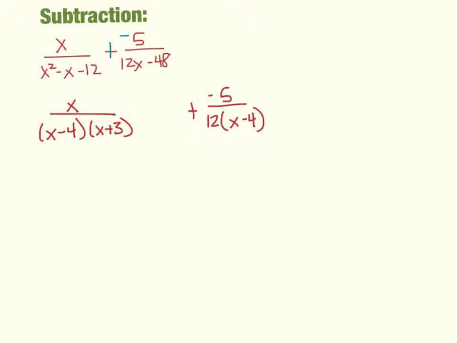So I look at my denominators. I go, okay, x minus 4 is already in both denominators. This denominator has an x plus 3, but it doesn't have this 12. So I'm going to have to multiply this by 12 over 12. And this denominator, what is it missing that this denominator has? X plus 3. So I have to multiply by x plus 3 over x plus 3.